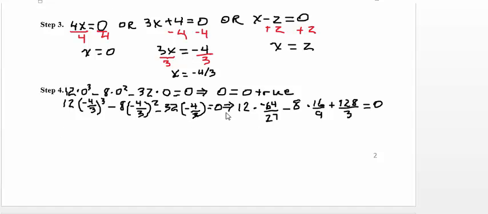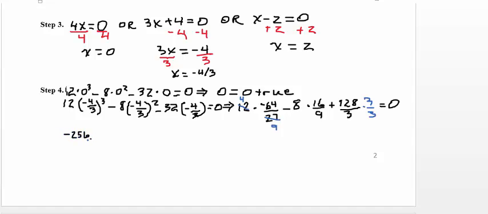Alright, now one of the things I see is that I can divide 3 into 12 and get 4, 3 into 27 and get 9. And I see that the first denominator will be 9, the second denominator will be 9. So I want to make this third denominator 9 as well. So I'm going to multiply the top and bottom of the third fraction by 3 so that all denominators are 9. Since I'm going to be adding and subtracting fractions, I need common denominators.